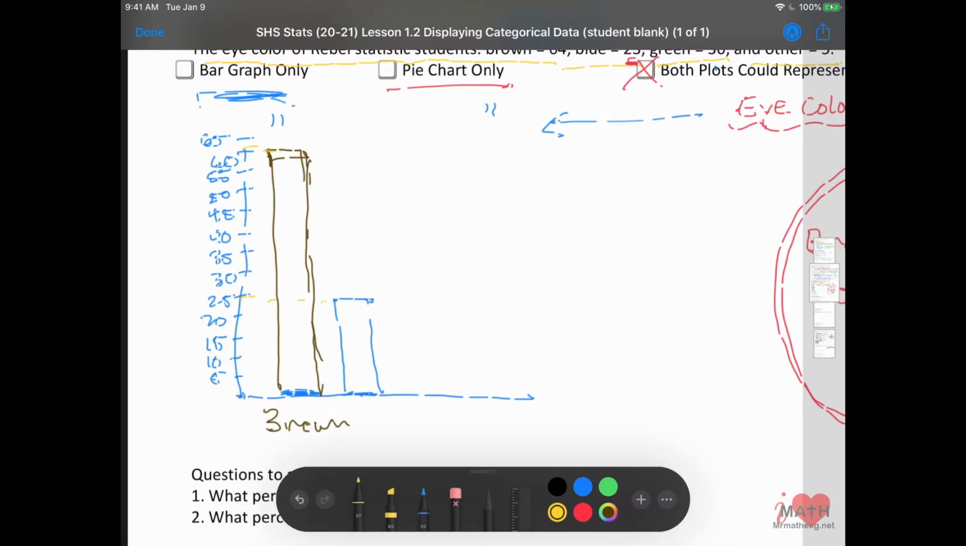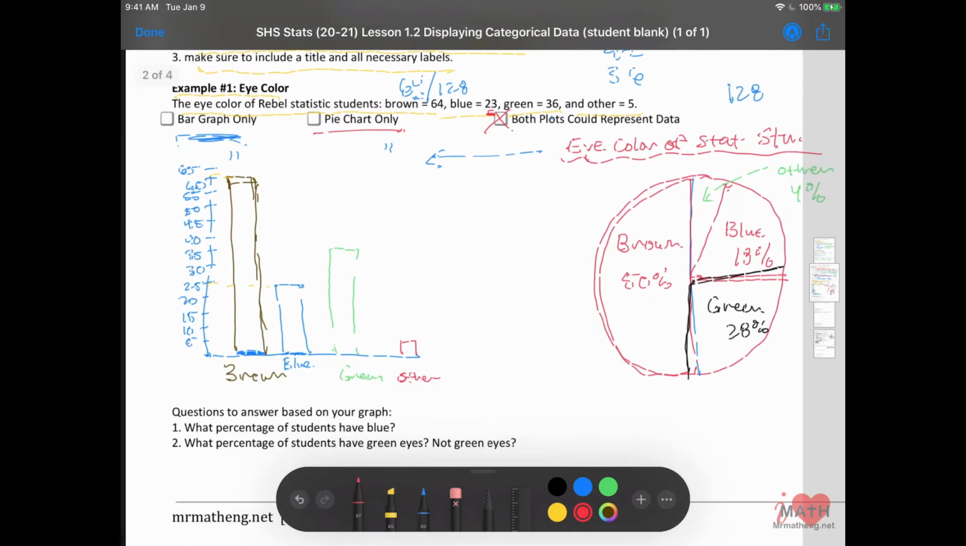And then what's next? We have green. Green has 36. Right, blue. And then I have others at 5. All right, so that's my bar graph in blue. And then this one is my pie chart.